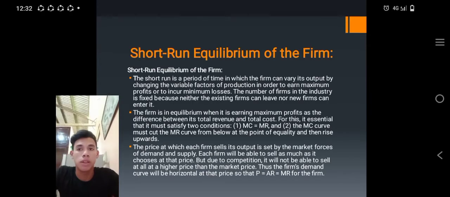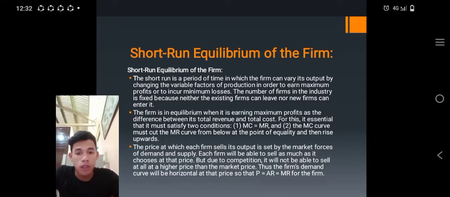So, short run equilibrium of the firm. The short run is a period of time in which the firm can vary its output by changing the variable factors of production in order to earn maximum profits or to incur minimum losses. The number of firms in the industry is fixed because neither the existing firms can leave nor new firms can enter. So the firm is in equilibrium when it is earning maximum profits as the difference between its total revenue and total cost.